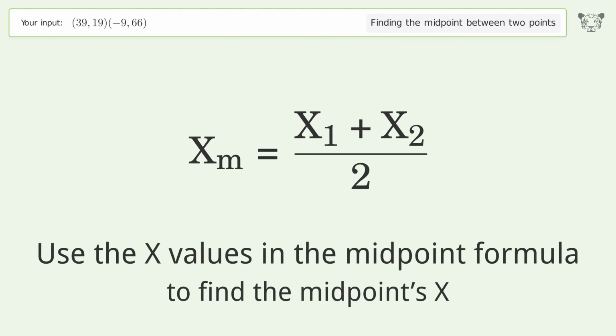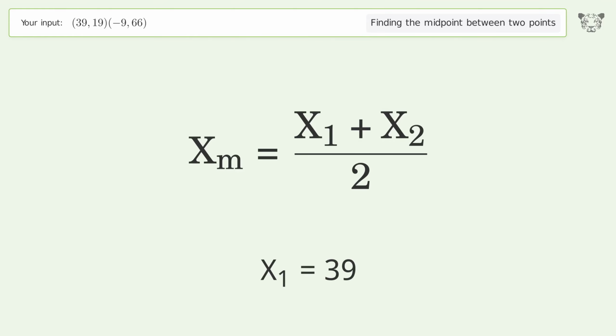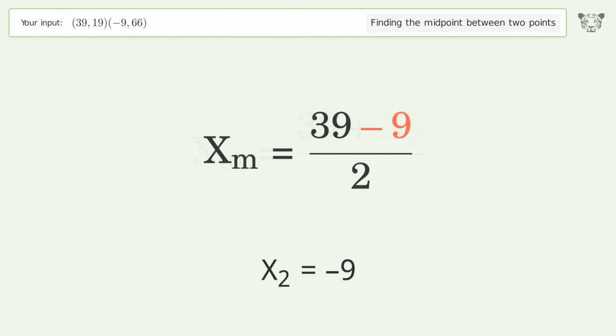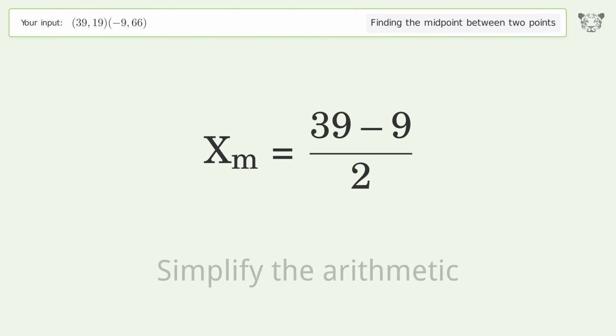Use the x values in the midpoint formula to find the midpoints x. x1 equals 39. x2 equals -9. Simplify the arithmetic.